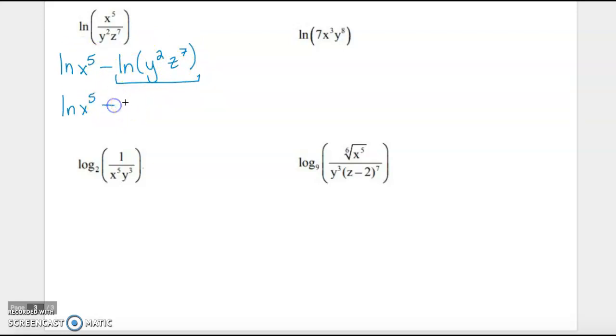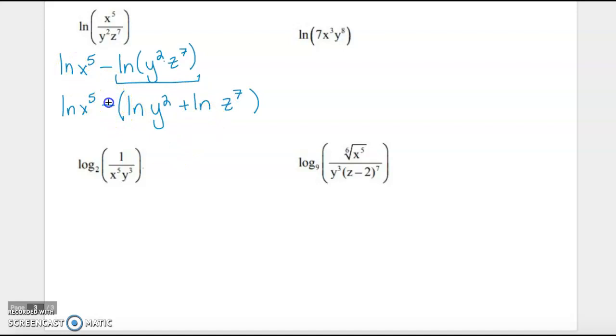The way to make sure this happens is, if I'm breaking this down, whatever you break it down into, make sure it goes in parentheses, because that means that the subtraction will still apply to all pieces of it. So multiplication inside of my logarithm turns into addition between two separate logarithms. So natural log of y squared plus natural log of z to the 7th.